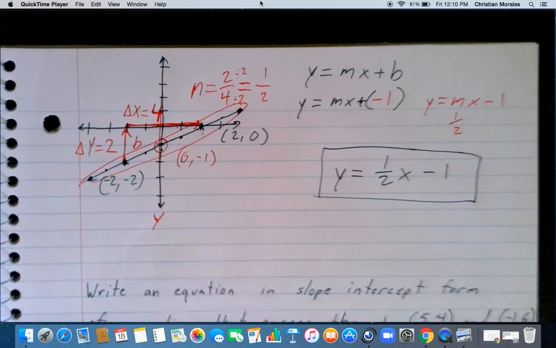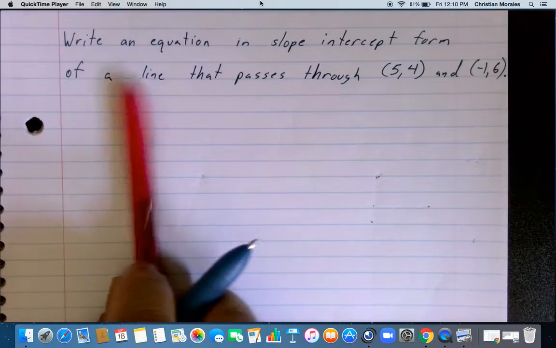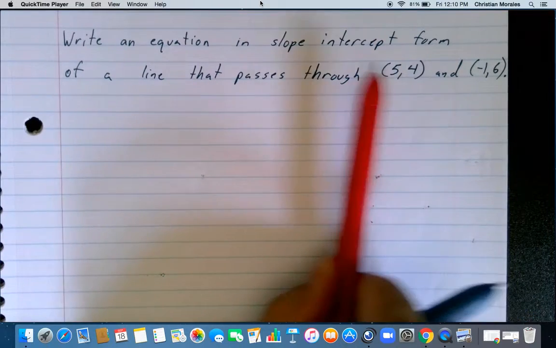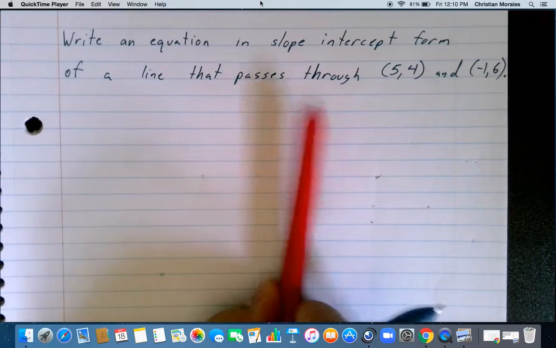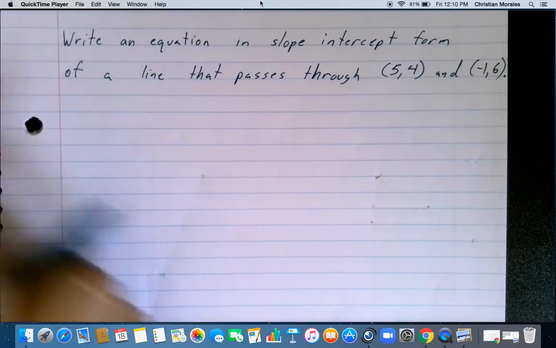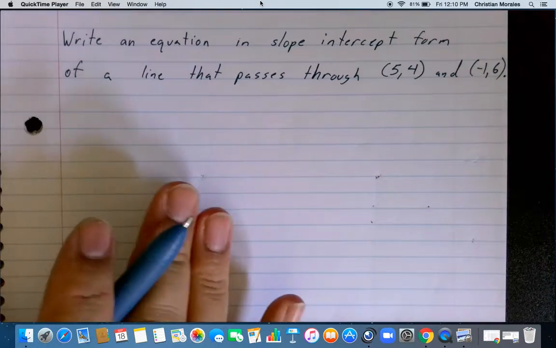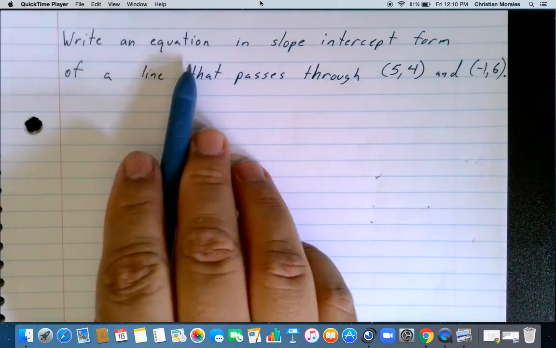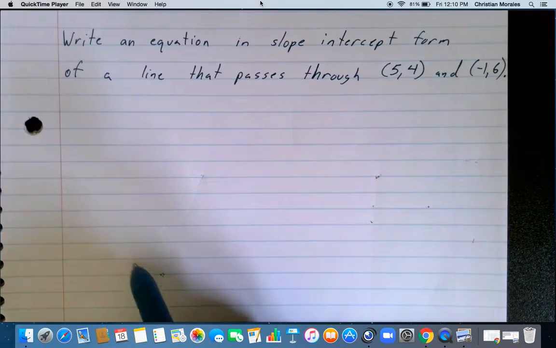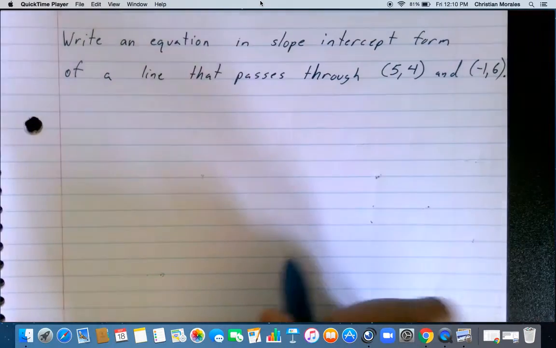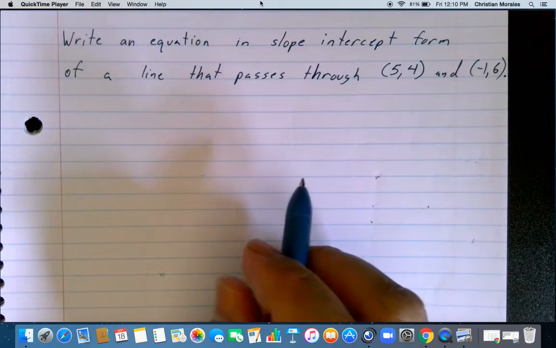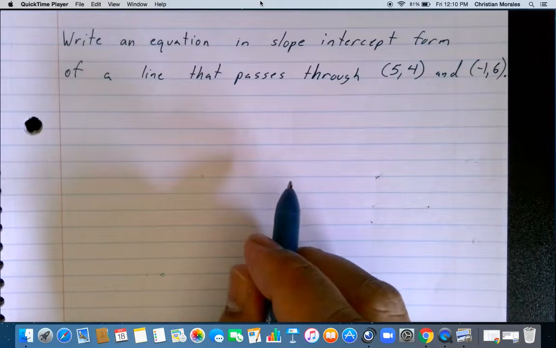Okay, next. What if you don't have a picture? What if they want you to write an equation in slope-intercept form of a line that passes through 5, 4, and -1, 6? Okay, you could draw it. You can draw what we did up there. You know, set up your x-axis and your y-axis and draw it and try to figure it out that way. That is totally a valid way. Or we can use formulas.